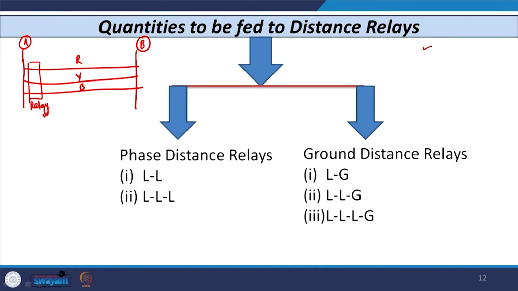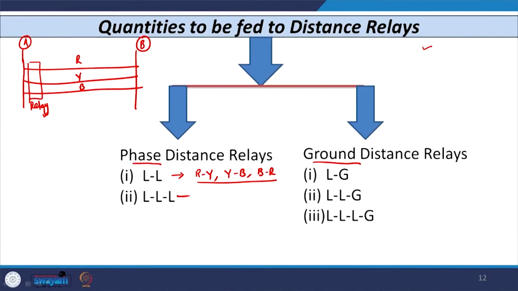This distance relay, when we talk, can be a phase type distance relay or a ground type distance relay. The phase type distance relay is capable to take care of line to line fault. So, it can be RY type fault, YB type fault or BR type fault. Any type of this line to line fault, either RY, YB, BR, the phase distance relay detects and then gives further signal to the circuit breaker.